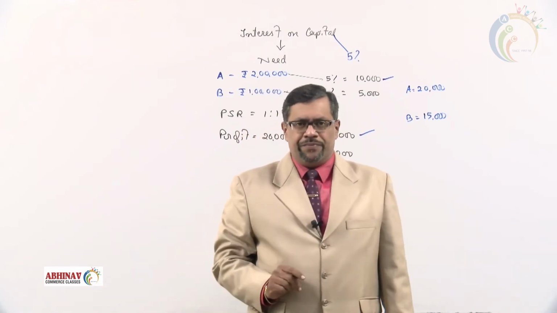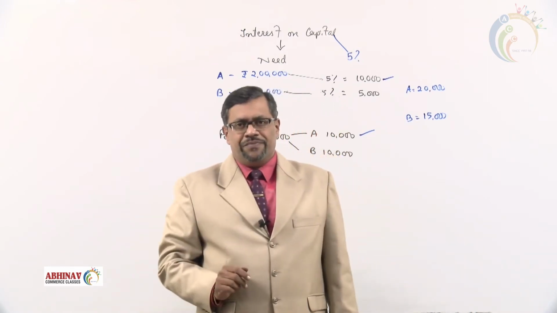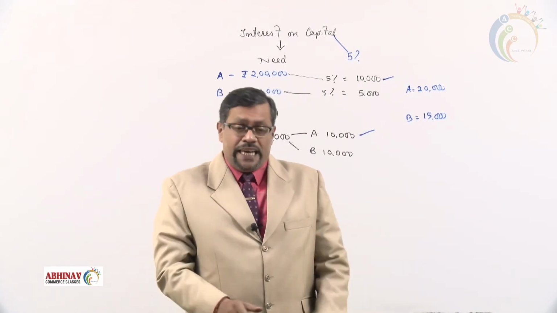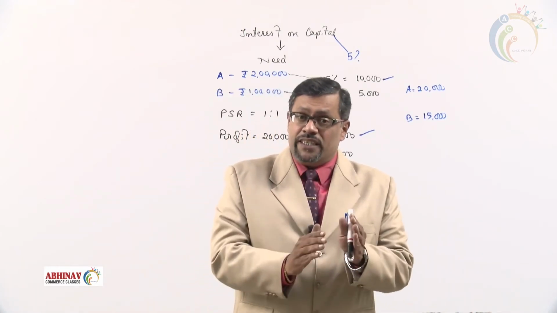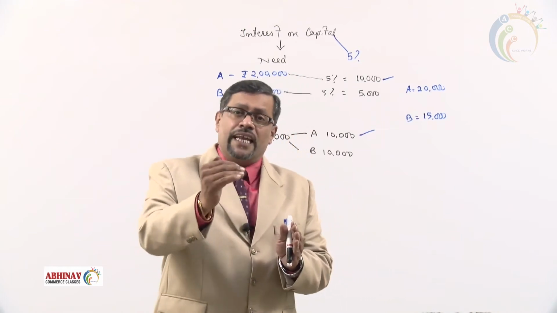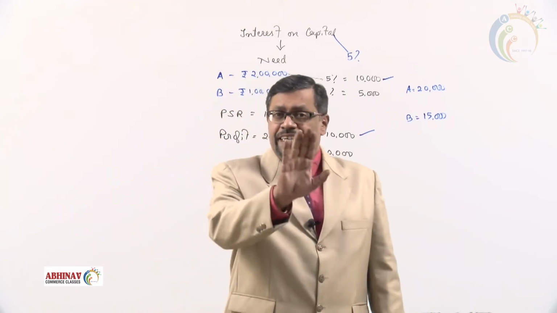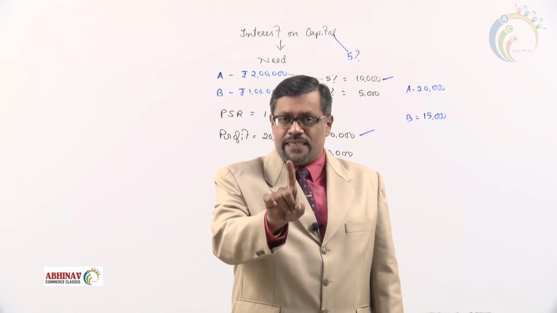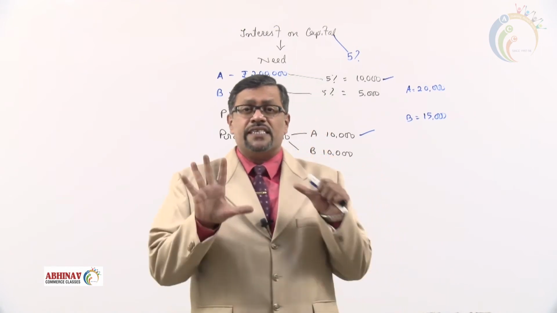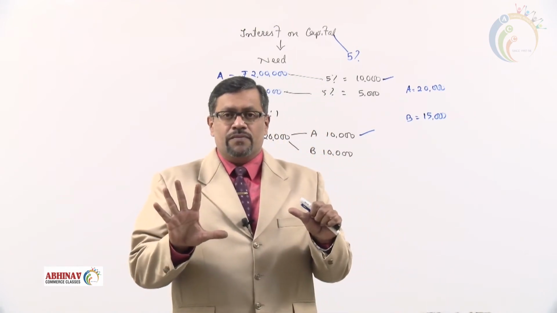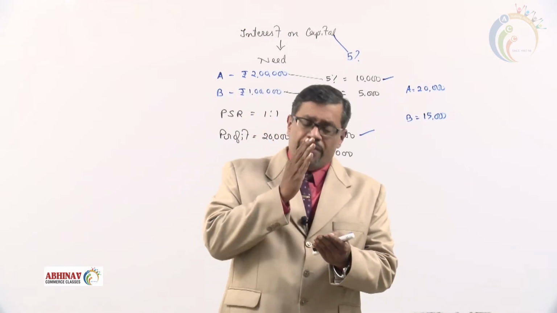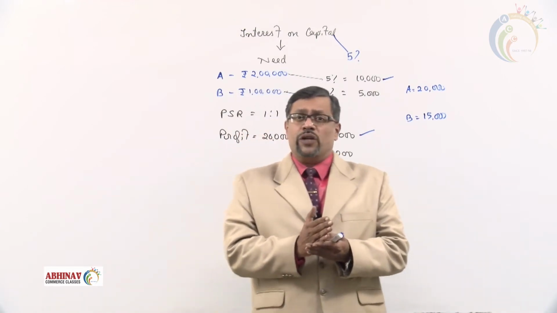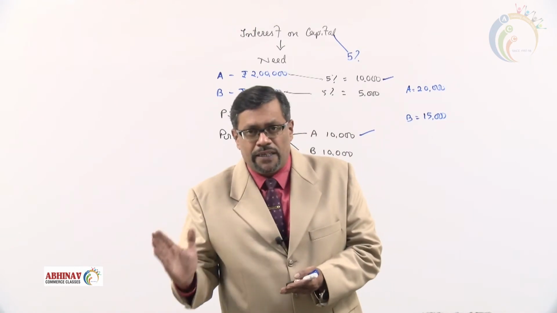But suppose in the partnership deed it is mentioned that interest on capital is to be given, but the rate is not mentioned. I repeat, in the partnership deed, they have mentioned that interest on capital is allowed to the partners, but at what rate it is not mentioned. In that case, it's always going to be 6%. So if partners have to claim interest on capital, it has to be mentioned in the partnership deed.